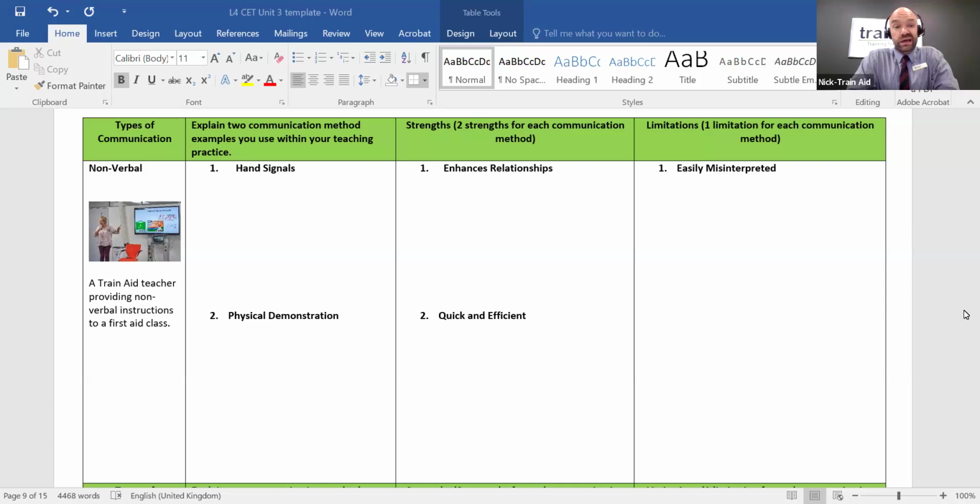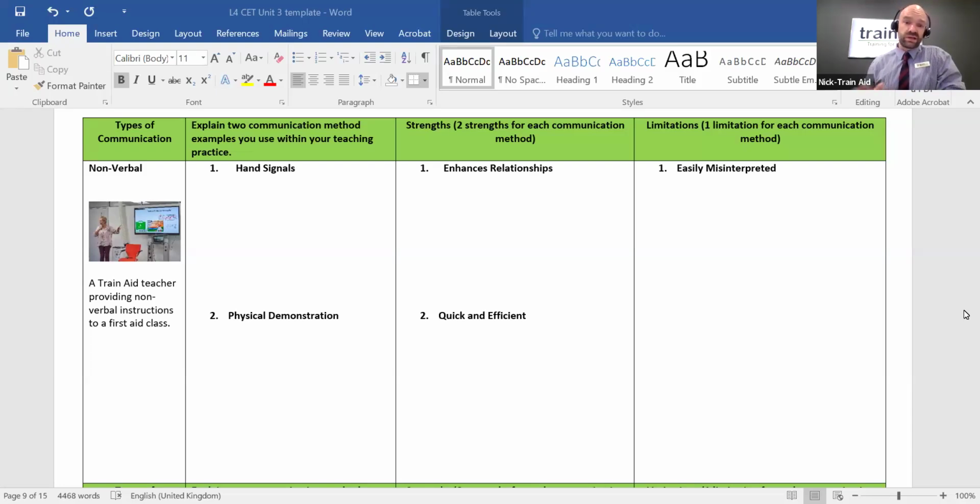We are looking at Unit 3 of the Level 4 Certificate in Education and Training. This is question 2.1, and we are looking at a variety of different communication methods, and we are just reflecting on how we use these within our very own teaching practice. So we've looked at verbal communication. Now we're just going to look at non-verbal communication as well.